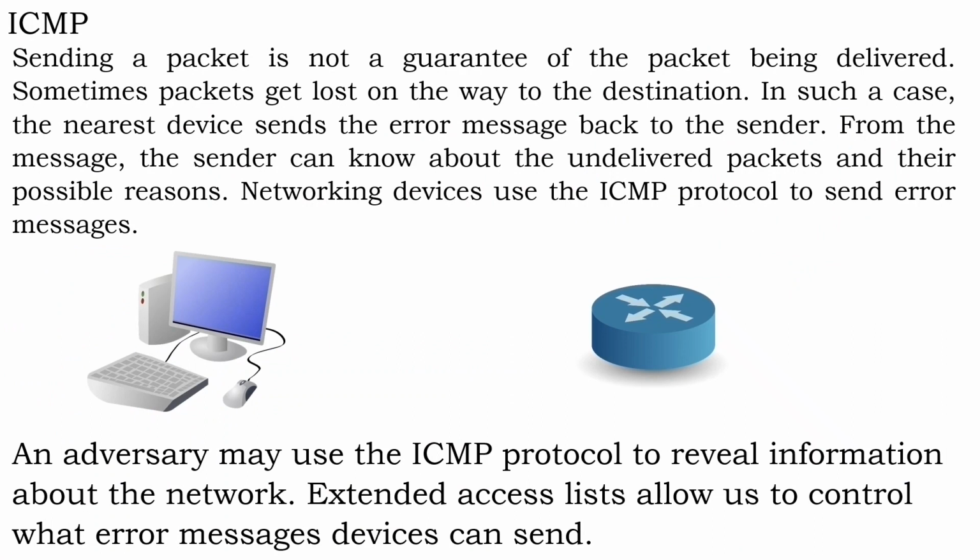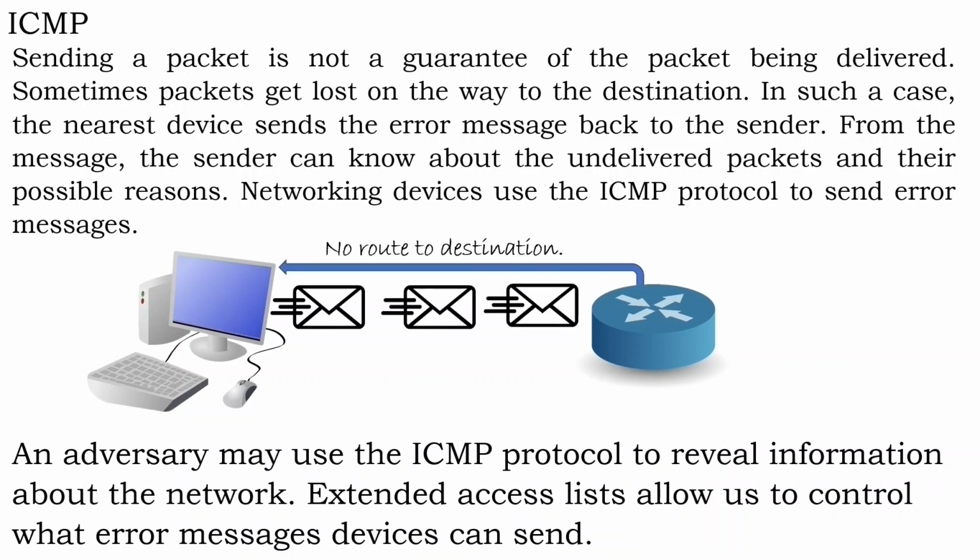Sending a packet is not a guarantee of the packet being delivered. Sometimes packets get lost on the way to the destination. In such a case, the nearest device sends the error message back to the sender. From the message, the sender can know about the undelivered packets and their possible reasons. Networking devices use the ICMP protocol to send error messages.